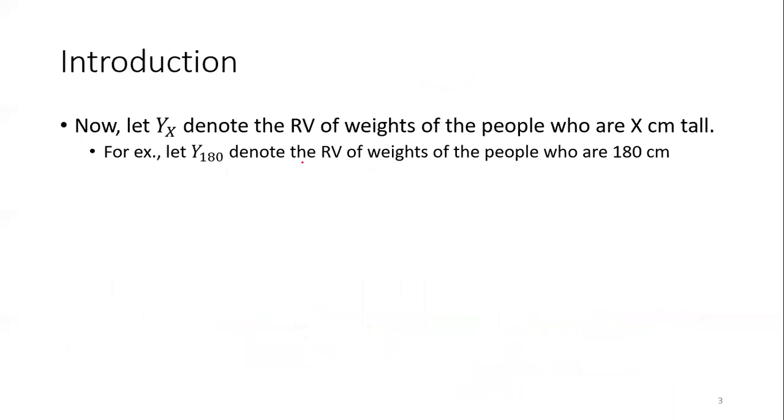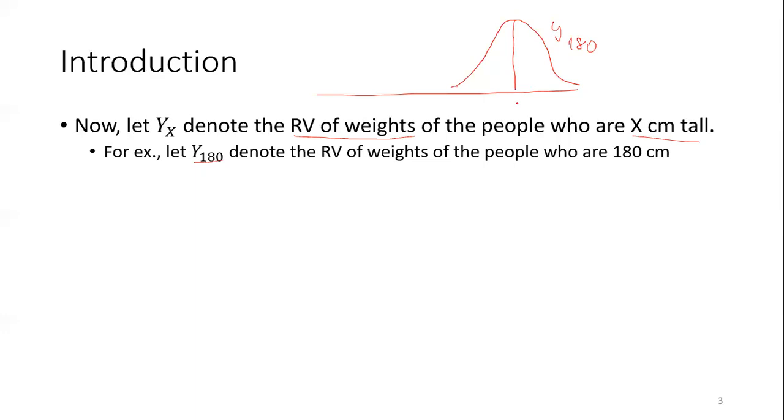Now, let's go further. Let's say y sub x denotes the random variable of weights of people who are x centimeters tall. For example, y 180 denotes the random variable of weights of people who are 180 centimeters tall. So let's think of it like this. Let's say this is the distribution of y 180, a random variable with some mean here.